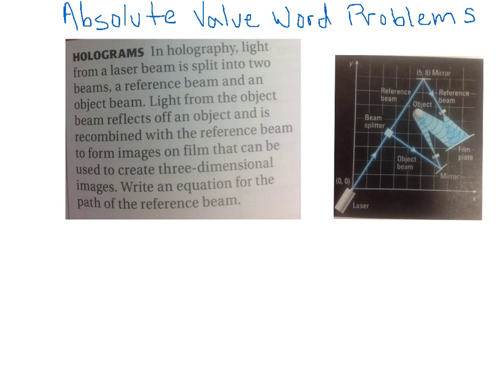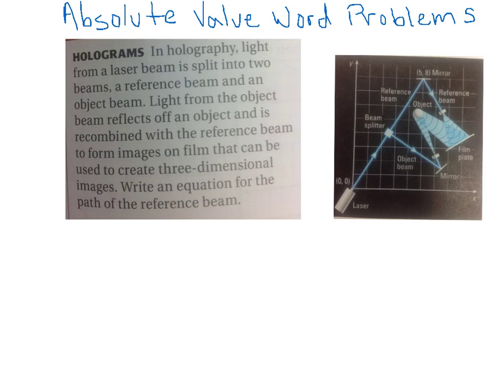In holography, light from a laser beam is split into two beams, a reference beam and an object beam. Light from the object beam reflects off an object and is recombined with the reference beam to form images on film that can be used to create three-dimensional images. Write an equation for the path of the reference beam.